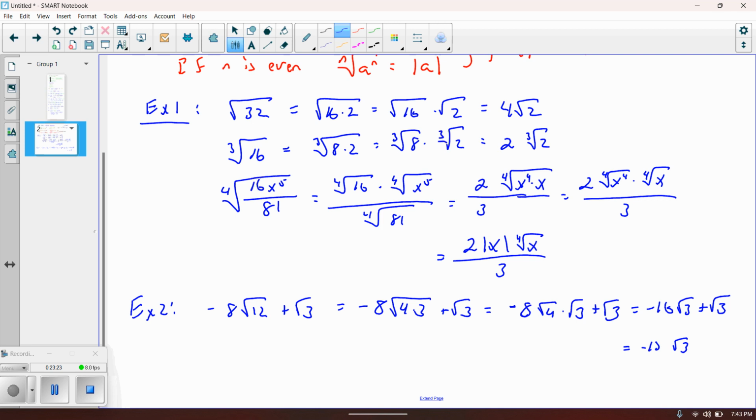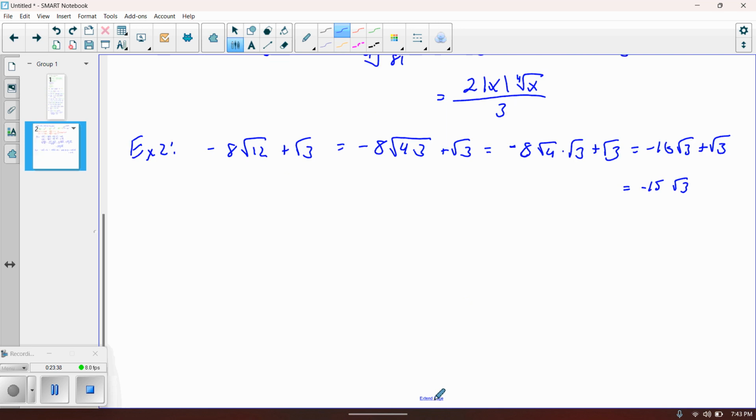Negative 15 square root of 3. So it's basically just like combining variables. So we can do that. We can use the idea of these roots to rationalize denominators, rationalize expressions.